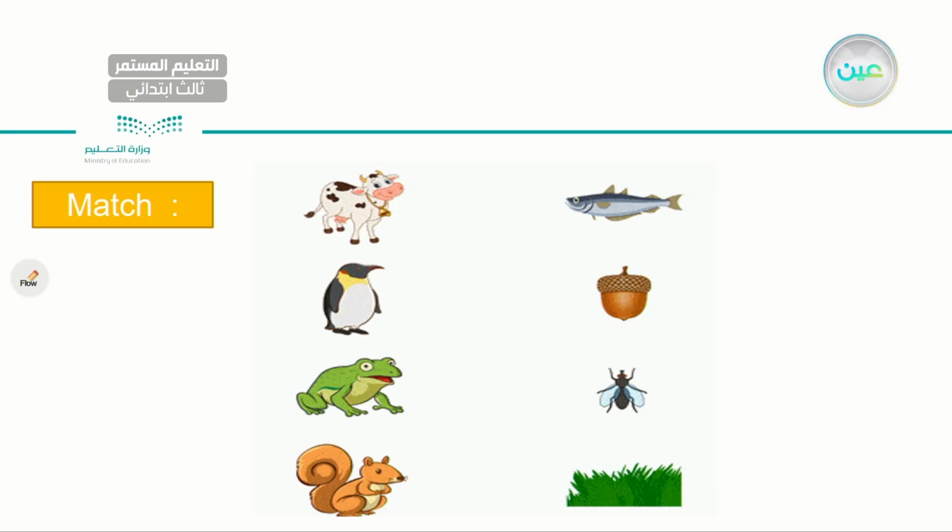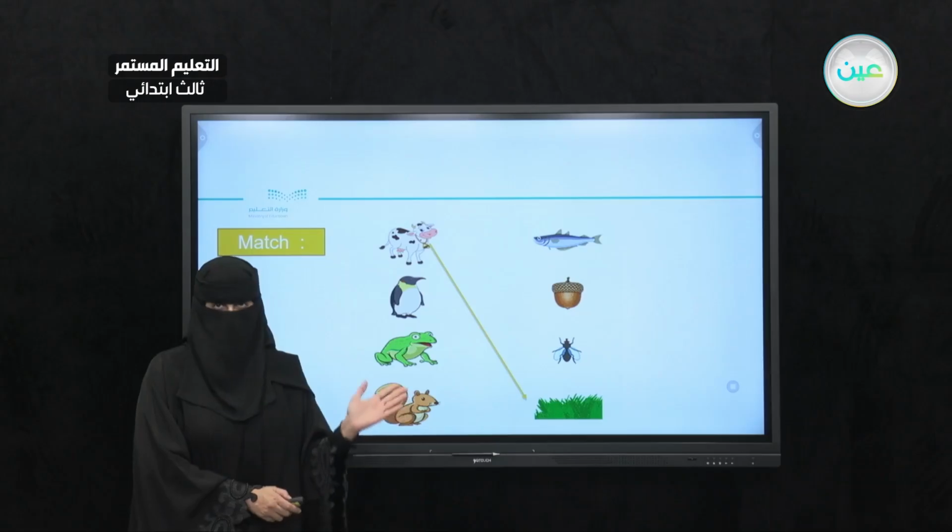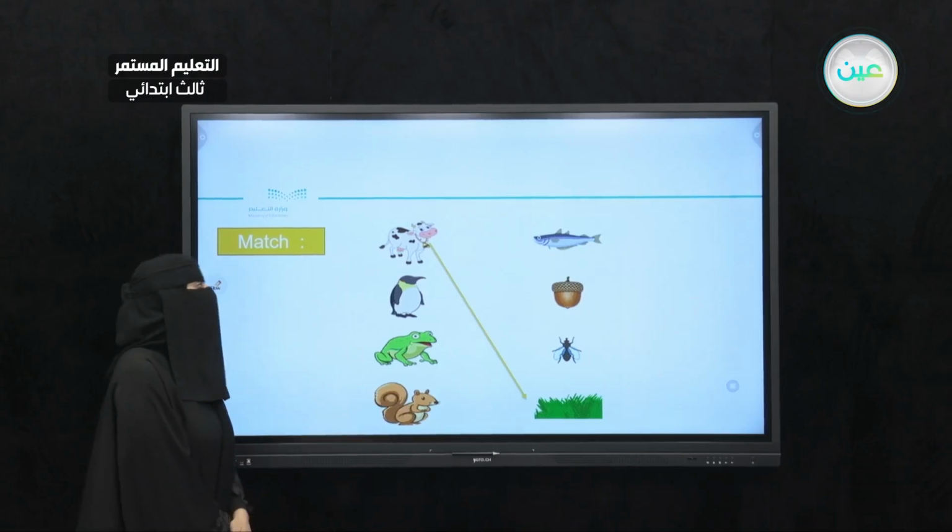What do you think? Very good. We will match it directly to grass. So cows love to eat grass. Excellent. Moving to the penguins.